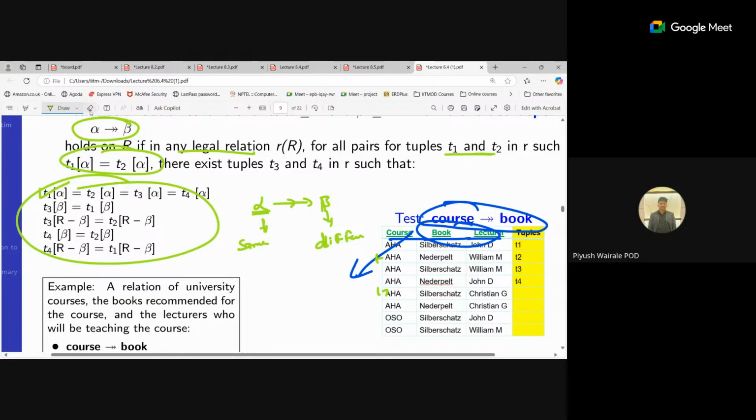Swap the beta value. For example, if you take course and book, I will take this one as T1, this one as T2.